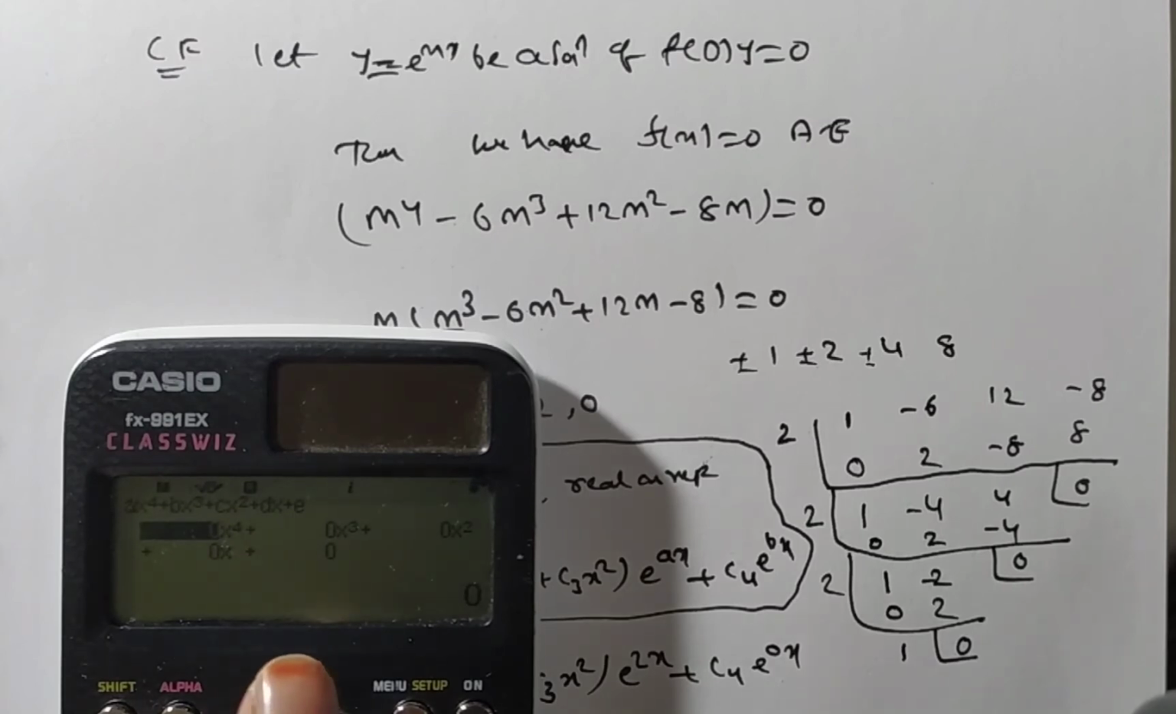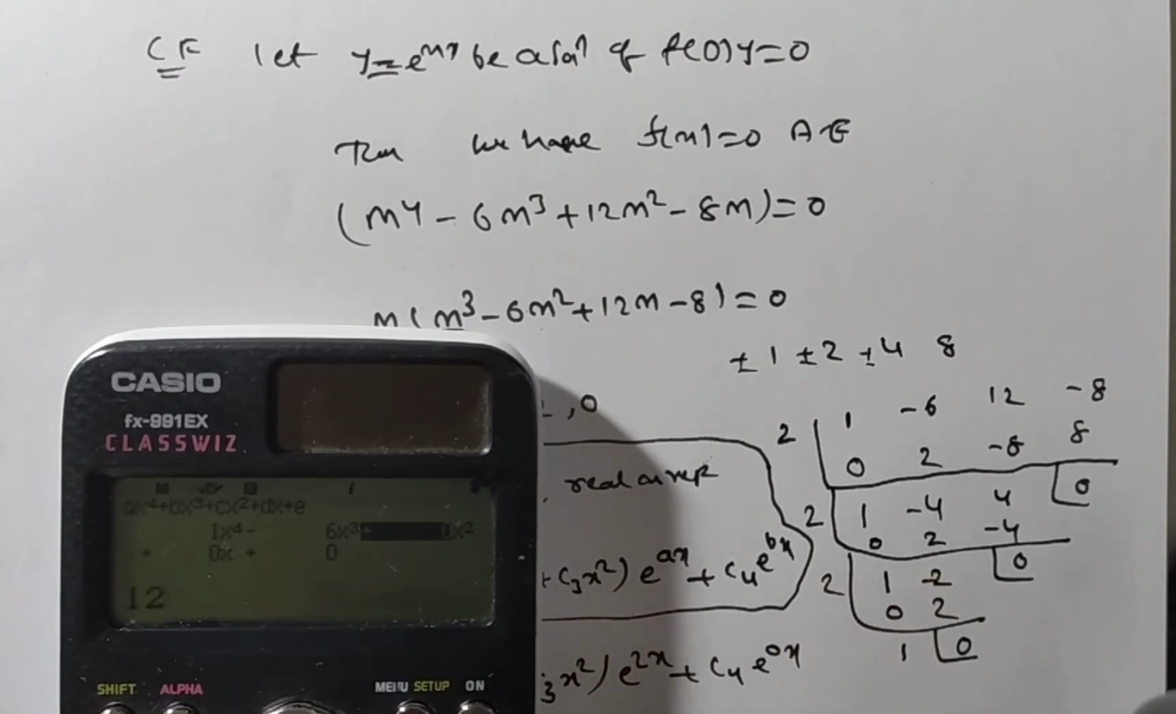Now here you have to write the coefficients of x power 4, x cube, x square, x and the constant. The m power 4 coefficient is 1, the m cube coefficient is minus 6, the m square coefficient is, minus 12 or plus 12? Plus 12. Okay, plus 12. Next, the m coefficient is minus 8 and the constant is 0. So if you solve this, then you will have x1 is equal to 2 and x2 is equal to 0.